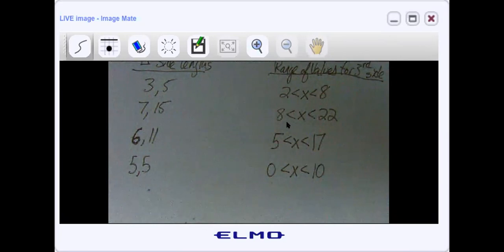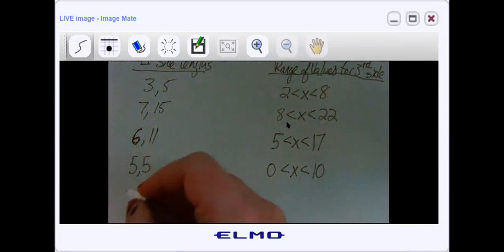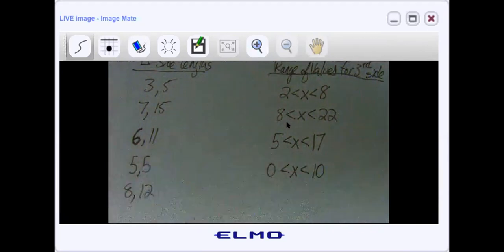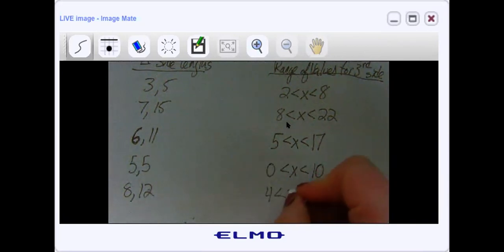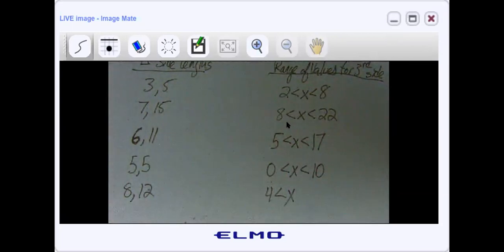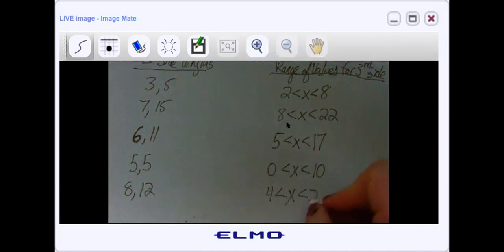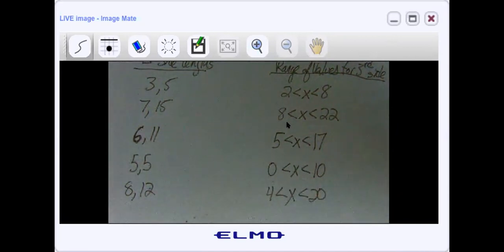Let's try this one more time, or as many times as we need to until we start getting these right. How about 8 and 12? All right, so the third side would have to be, Caden, bigger than what? 4. Thank you. And less than, Colin? 20. Thank you. Okay, my kids in class are with me.